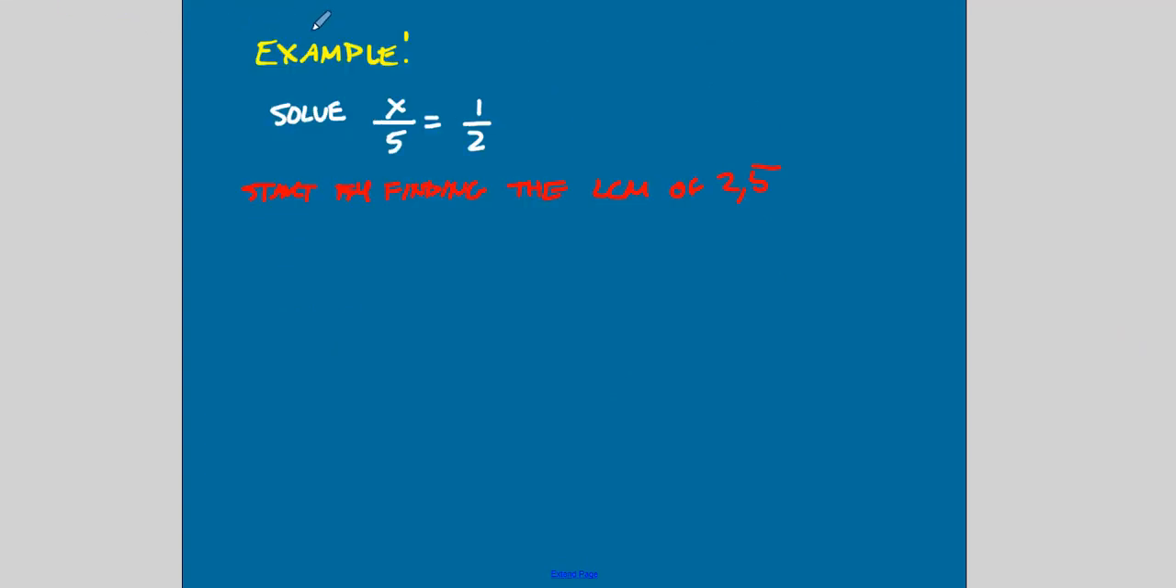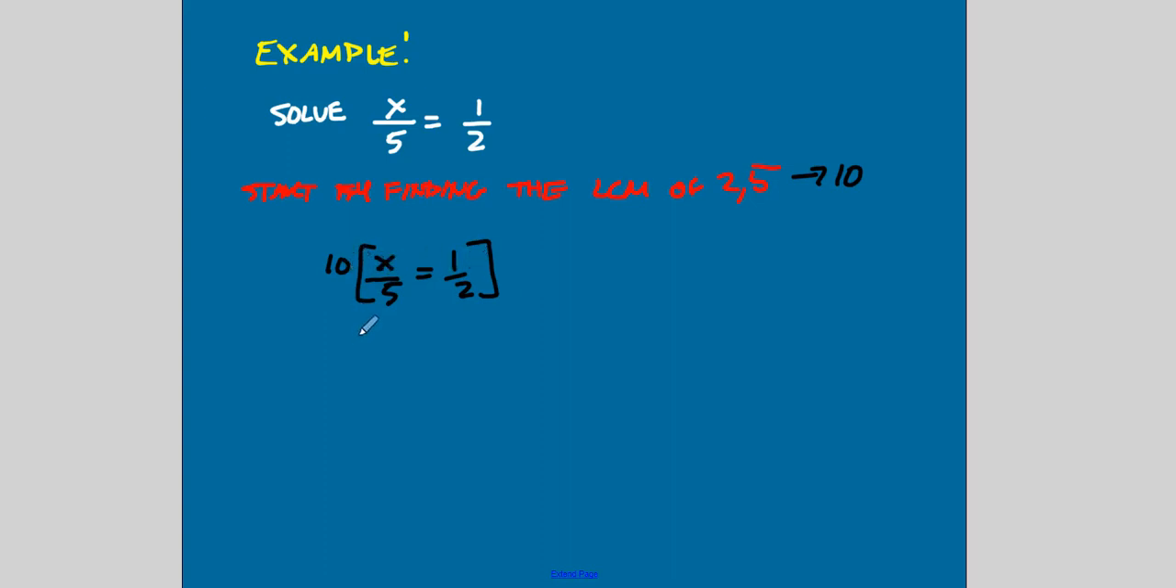Okay, let's now look at an example of solving x over 5 equals 1 over 2. So I'm going to go the long way here, the way to show why cross multiplication will work, but I'm not going to solve it using cross multiplication. What I'm going to do is take the least common multiple of 2 and 5, which is 10. So I'm going to multiply the entire equation by 10, both sides by 10. The brackets mean I'm multiplying both the left side and right side by 10.